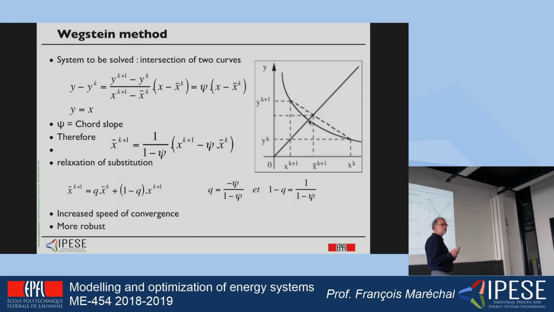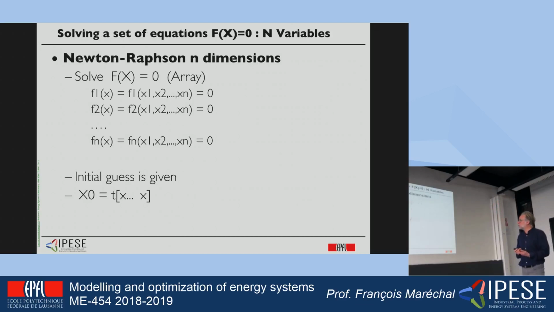In reality, you will be facing the problem of 10,000 equations and 1,000 variables. Okay, so how do we do this when we have more than one variable? Indeed, what we are going to do is that we are going to apply exactly the same principle, because the Taylor expansion works in multi-dimension. So I'm going to define an array of functions that needs to be set to 0 by fixing the value of the x.